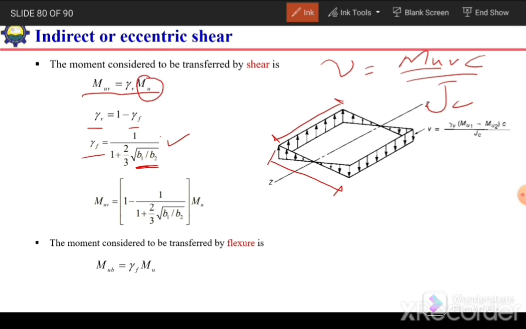So after finding the value of gamma_v, if we substitute it over here, the unbalanced moment transferred by the shear will be equal to 1 minus 1 over 1 plus 2/3 square root of b1 over b2, times Mu, the unbalanced moment. And the portion of the unbalanced moment transferred by the flexure is equal to Mu_b equals gamma_f times Mu. Gamma_f is the factor that we can calculate by using this equation, and Mu is the total unbalanced moment.